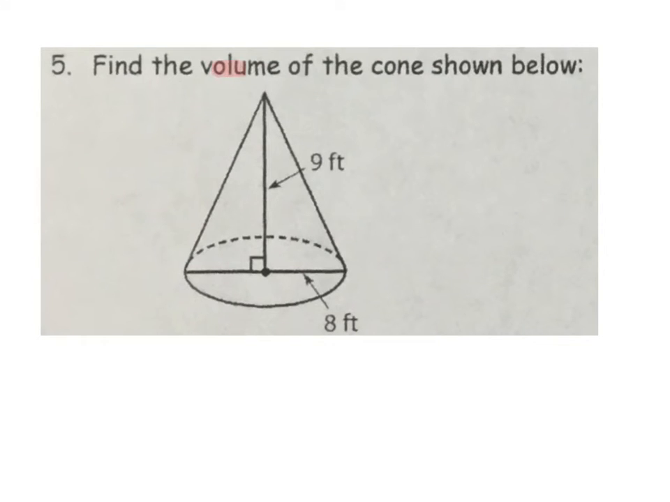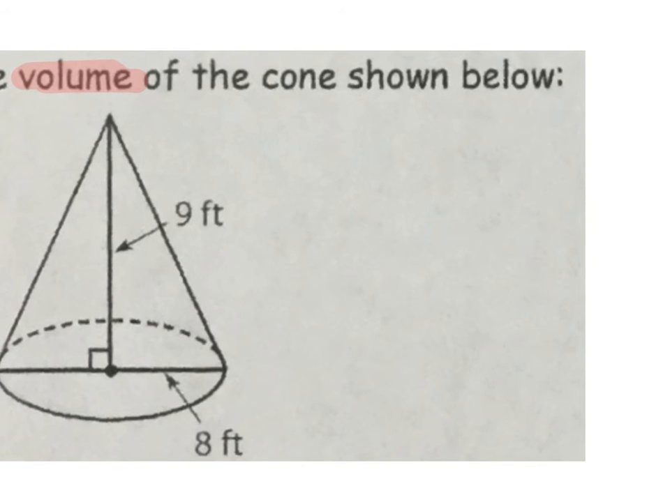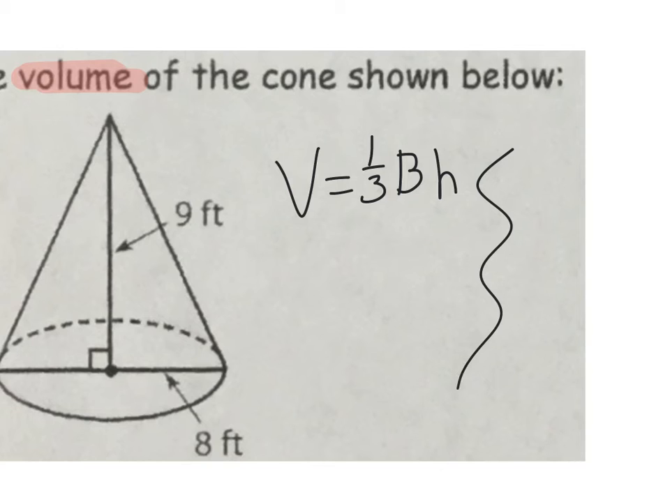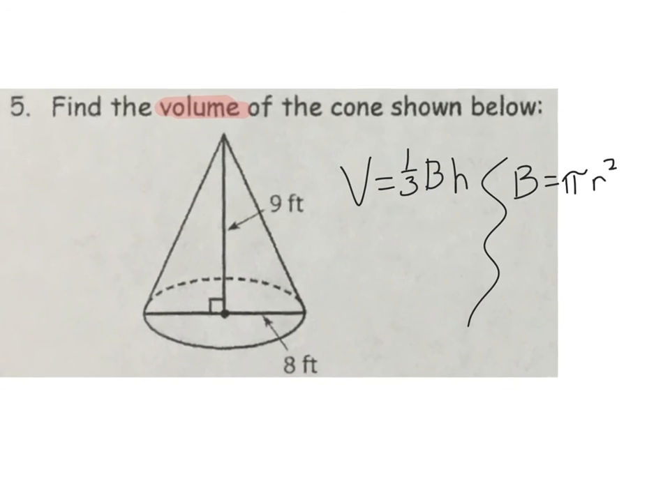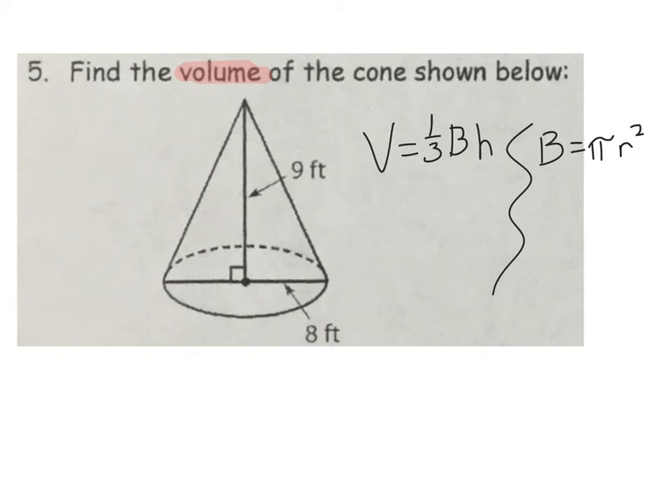Number 5 says to find the volume of the cone shown below. The formula for the volume of a cone is V equals 1/3 times the area of the base times the height. We have to find the area of the base, which is pi times the radius squared. We're given a diameter of 8 that goes all the way across, so the radius we will use is 4 because it's half of that.